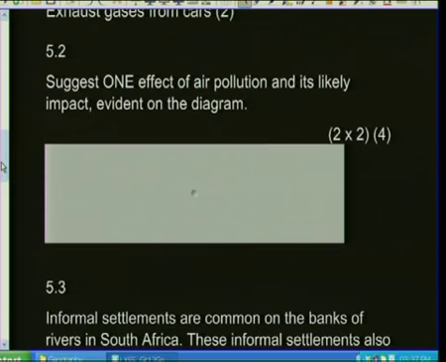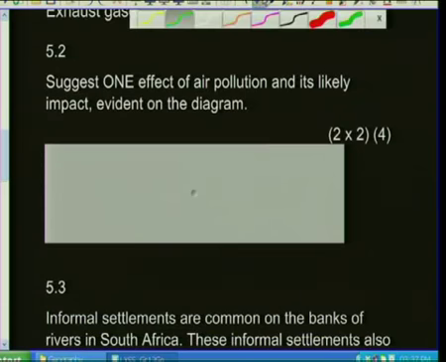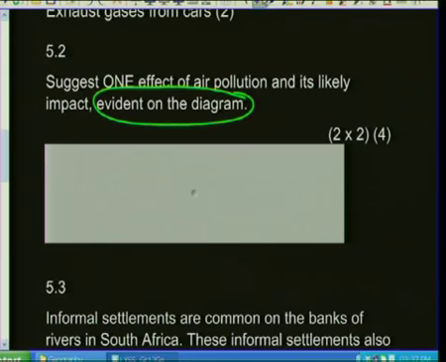5.2, suggest one effect of air pollution and its likely impact evident on the diagram. Guys, what we need to make sure is when they say to us evident on the diagram, it means we have to refer to the diagram. We have to take something out and put it into our answer to show that we've looked at the diagram. Let's go back and have another look quickly.